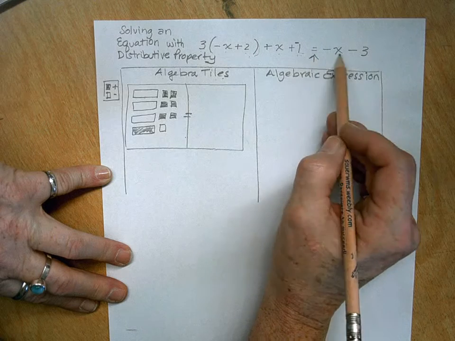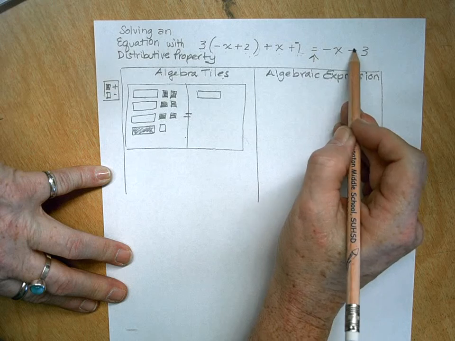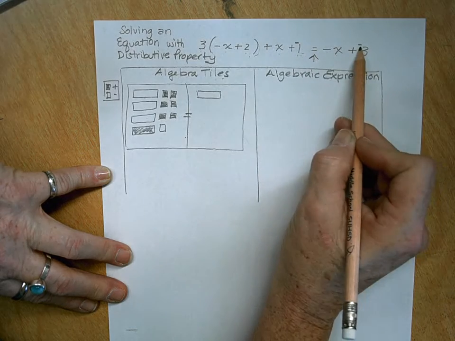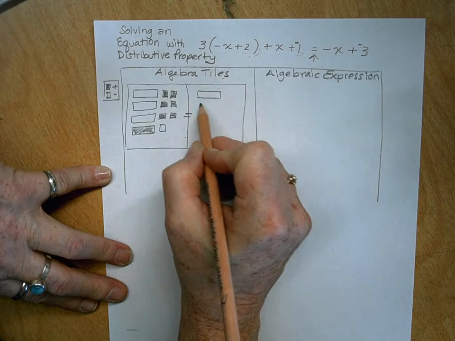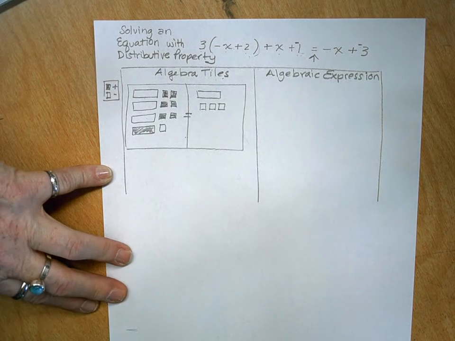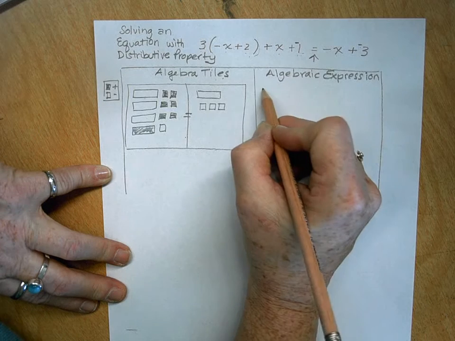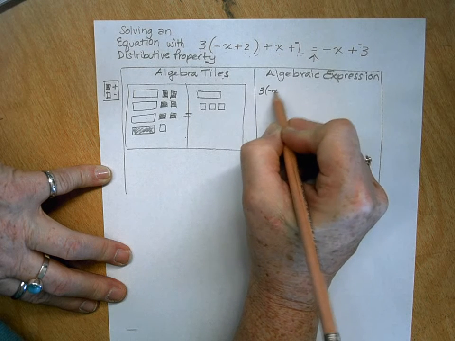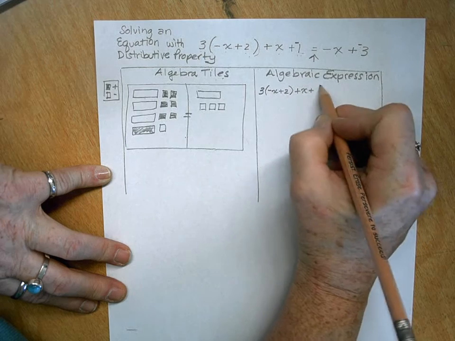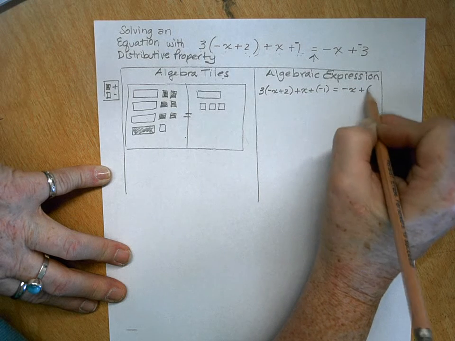Now on the right side, I have a negative x and negative 3. I always change my subtraction sign to adding the opposite. So I have negative 3 over here. So I've just completed modeling my expression, and now I'm going to write it out over here. So I have 3 groups of negative x plus 2 plus x plus negative 1 equals negative x plus negative 3.